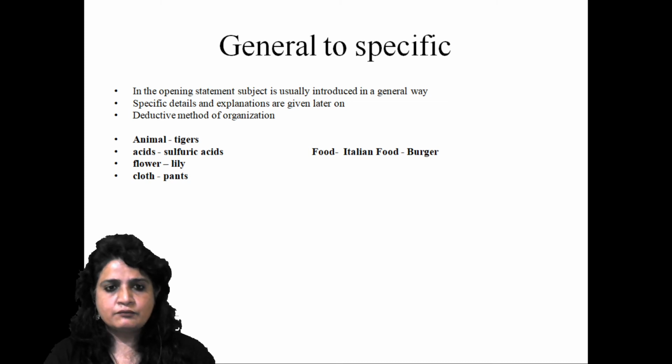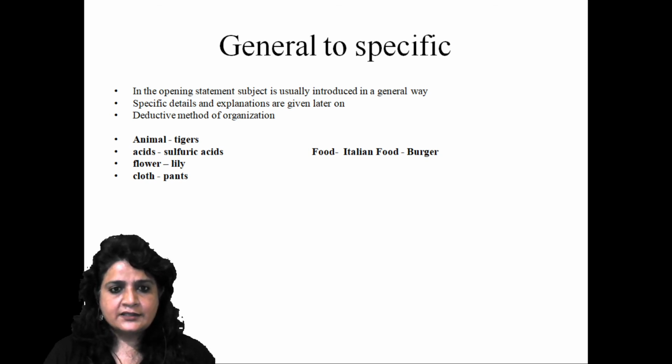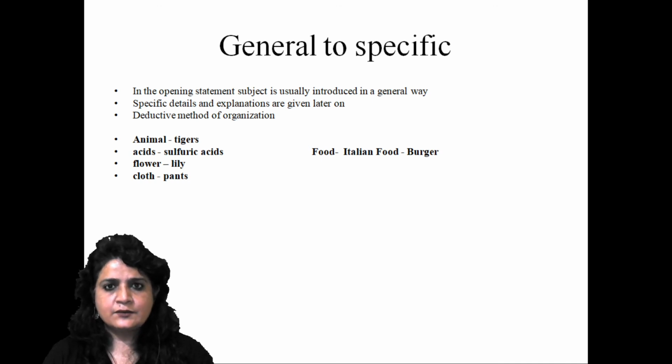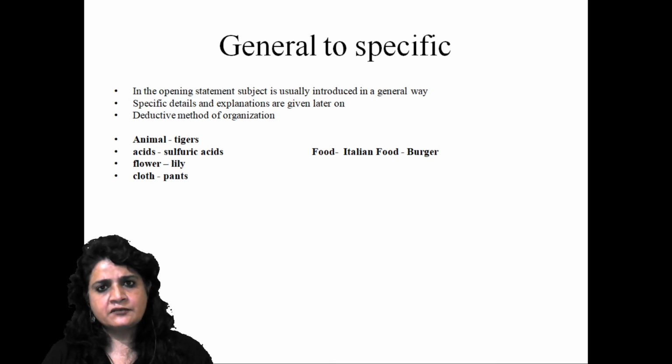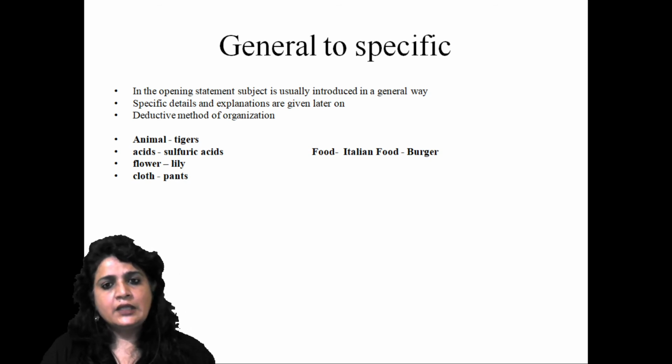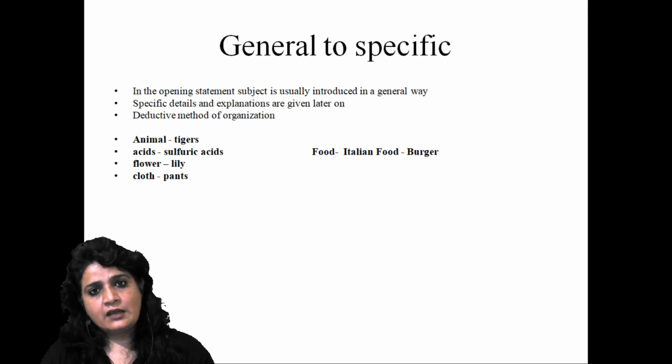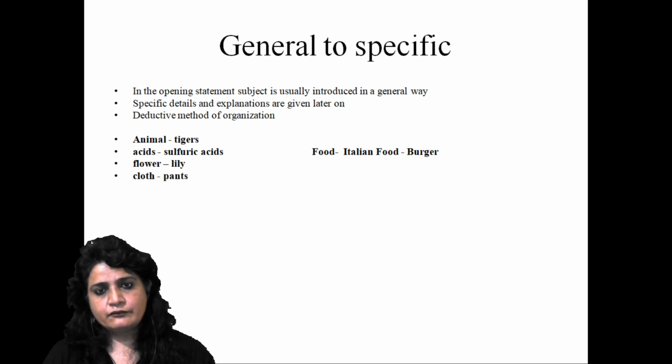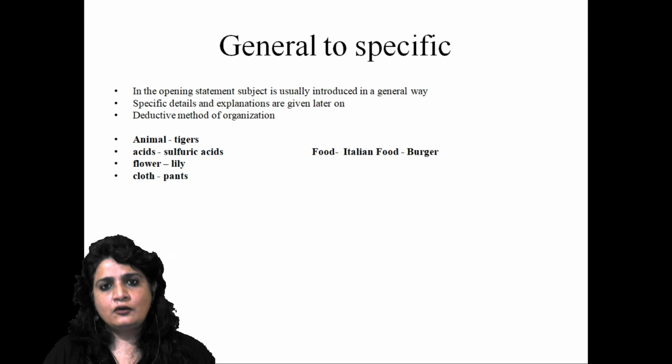I've just given these examples to reiterate my point that if animal is a general idea, then tiger would be an example. If acids are a general idea, then sulfuric acid will be an example. If you talk about food in the first sentence, later on, if you go into the specific details, you will talk about Italian food, and then you give an example such as burger. Right? So this is how the chronology goes. This is how the sequencing of details goes. You talk about the general thing first, then you talk about the specific, then you give an example to illustrate or extend. This is usually the order of ideas.